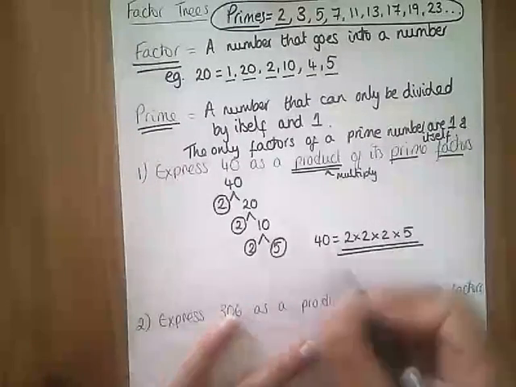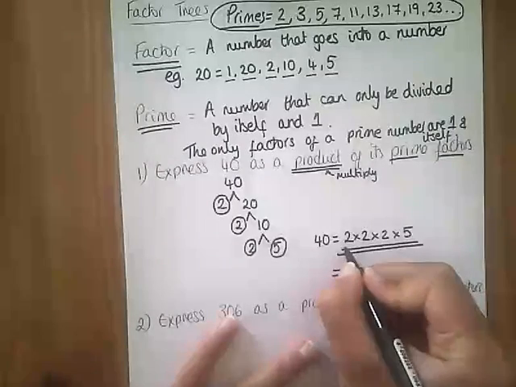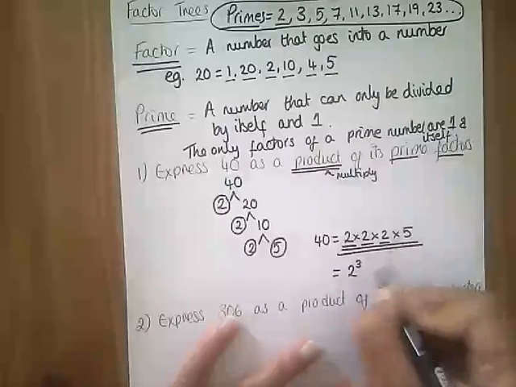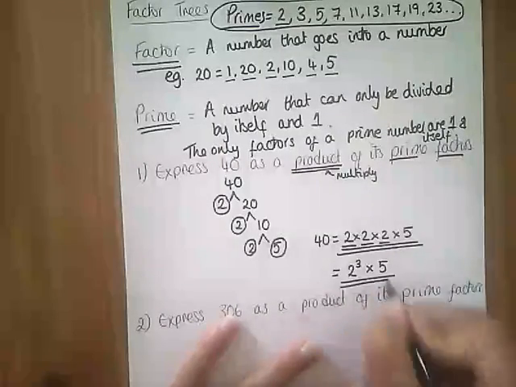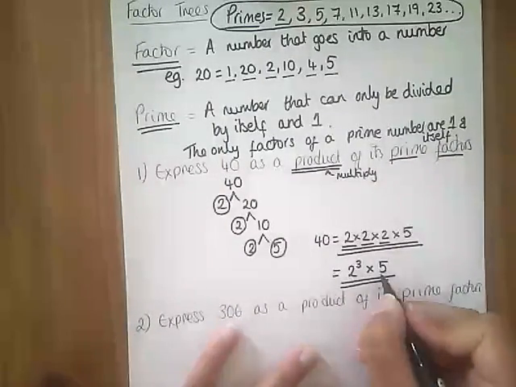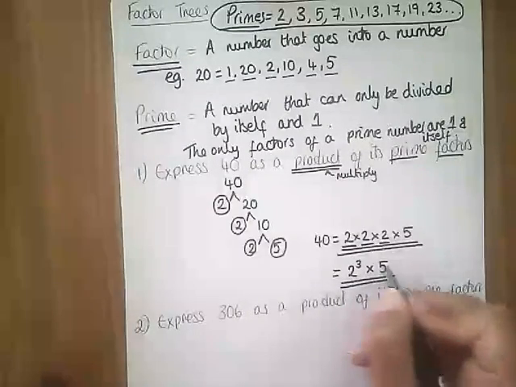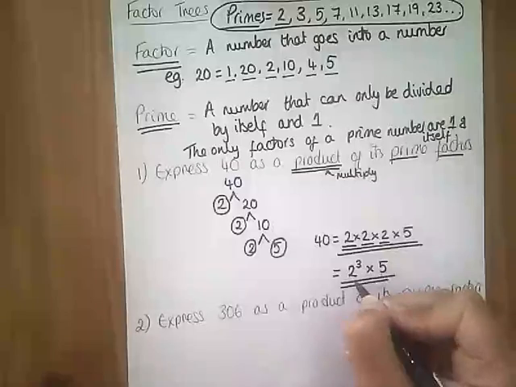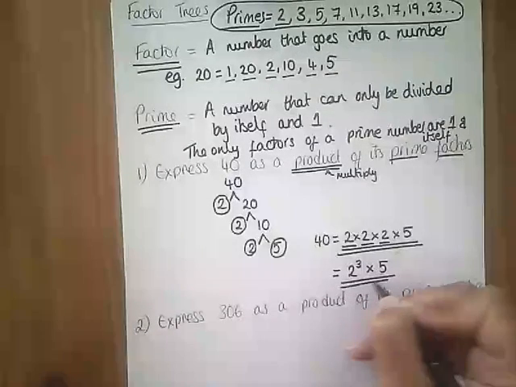You could tidy it up slightly, because we've got 2 times 2 times 2. That is the same as 2 cubed, and then we've got times 5. That is your answer, that is what you'd write on an answer line. It doesn't matter what order you write them. You can write it as 5 times 2 cubed or 2 cubed times 5.